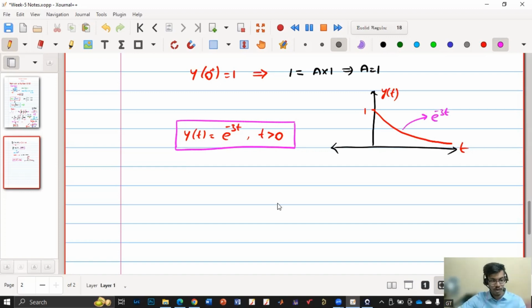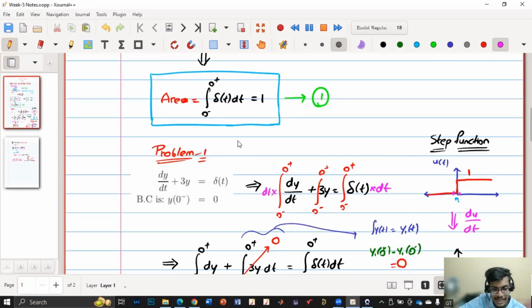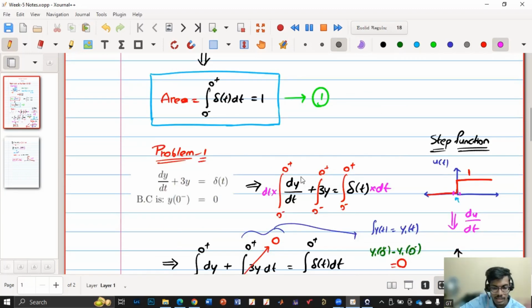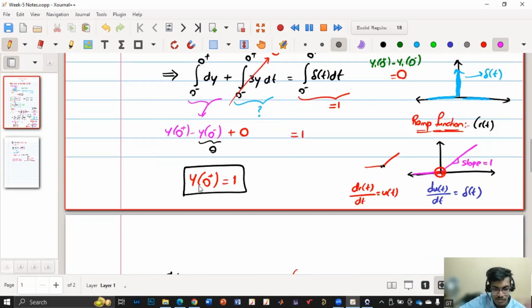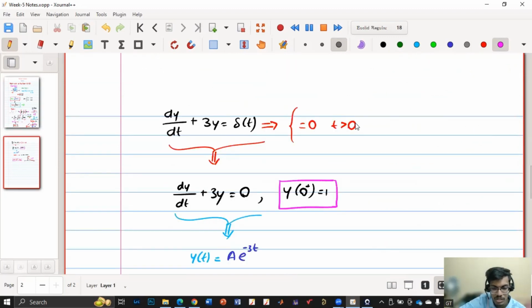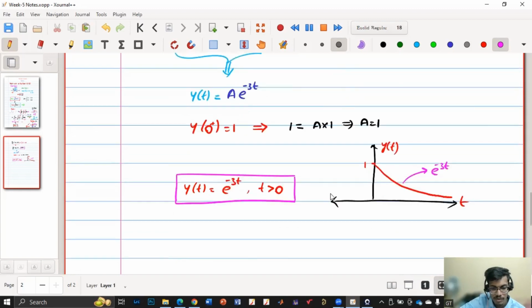So this is how we solve linear differential equations if the forcing input is an impulse. If the forcing input is an impulse, what we know is the integration is 1 from 0 minus to 0 plus. So we integrate it, and then we get a relation for y of 0 plus, and then we transform the given linear differential equation for t greater than 0, and then using the concept that we have learned, we solve it, and we get this.